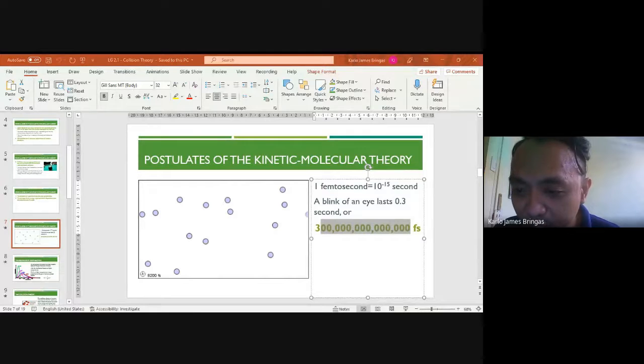300 trillion according to Howard, yung ating femtosecond. I can never remember. I think lumampas na siya ng trillion, but I'm not sure. I can never remember very large numbers. Scientific notation lang talaga ako hanggan.